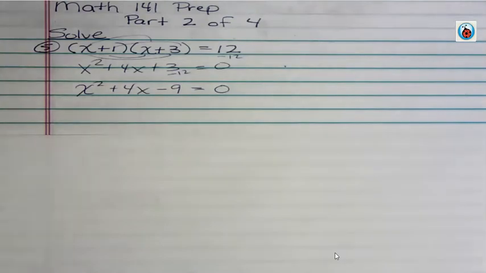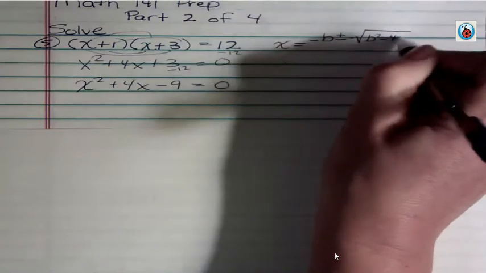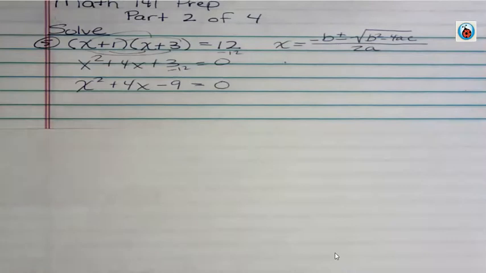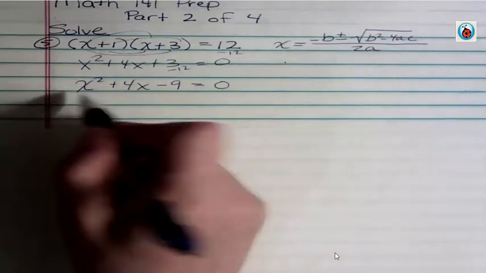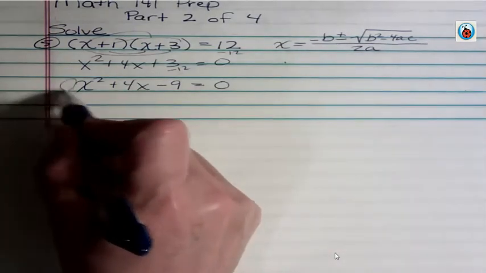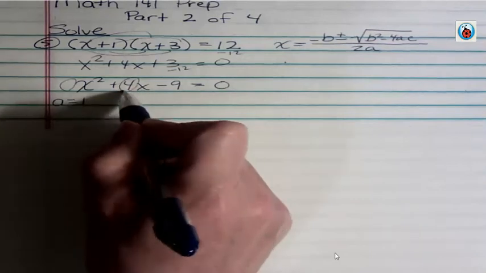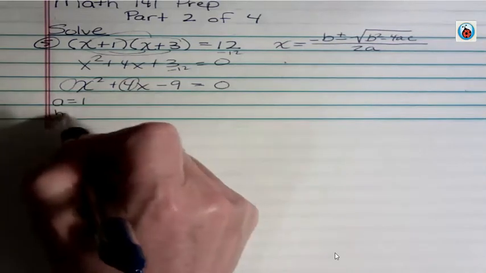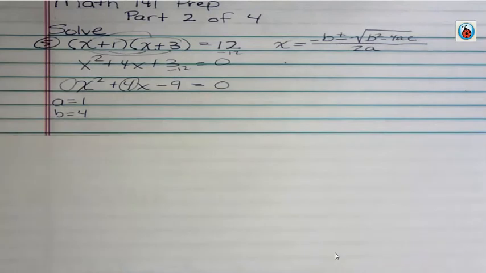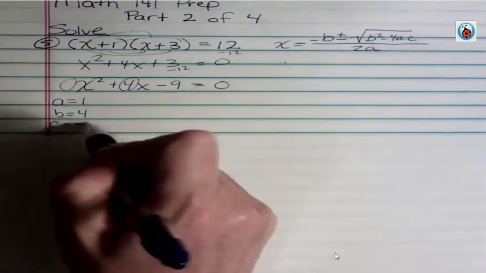The quadratic formula is x equals negative b plus or minus the square root of b squared minus 4ac all over 2a. Now, where do a, b, and c come from? Well, a is the coefficient of our first term, so in our problem a is 1. b is the coefficient of the second term, so for our problem b is 4. And c is the coefficient of the third term, or that constant term there, which is negative 9.